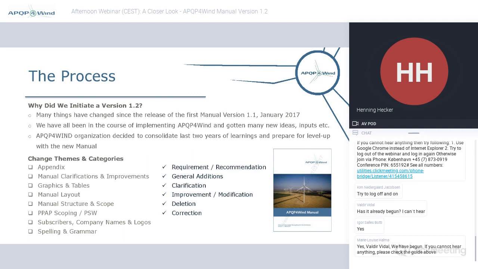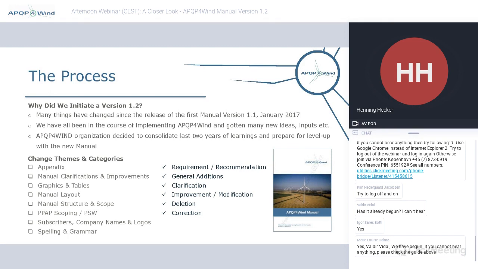Thank you, Henning. Good morning, good afternoon all. When we look at the new manual, version 1.2, you may ask why we initiated this new version. Since the introduction of the first manual in January 2017, many things have changed. We have all been implementing the APQP4Wind manual in our own industry, and we got many new ideas, input and suggestions. So finally, the APQP4Wind organization decided to consolidate the last 2 years' learnings and prepare for a level up with the new manual, which is version 1.2 now.